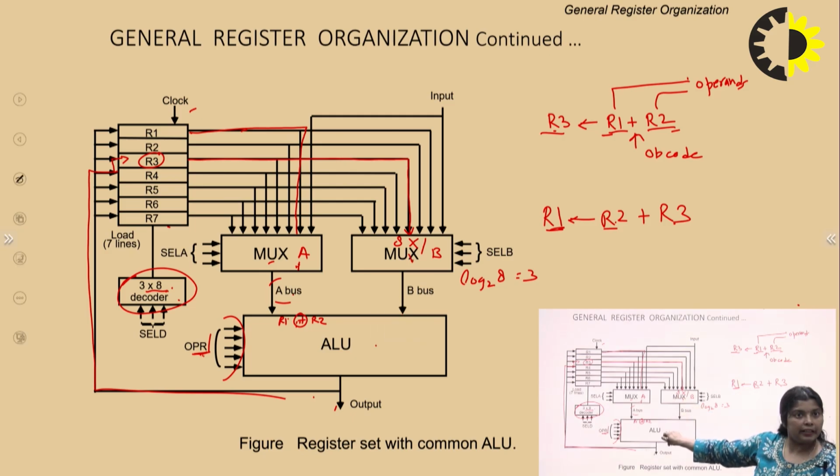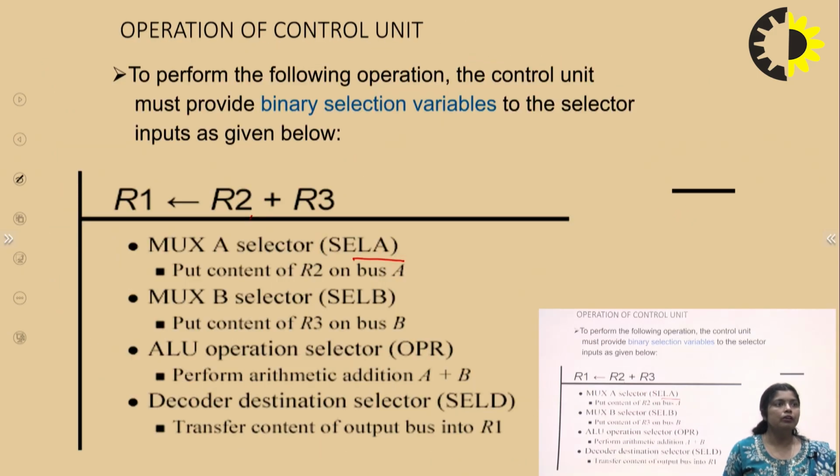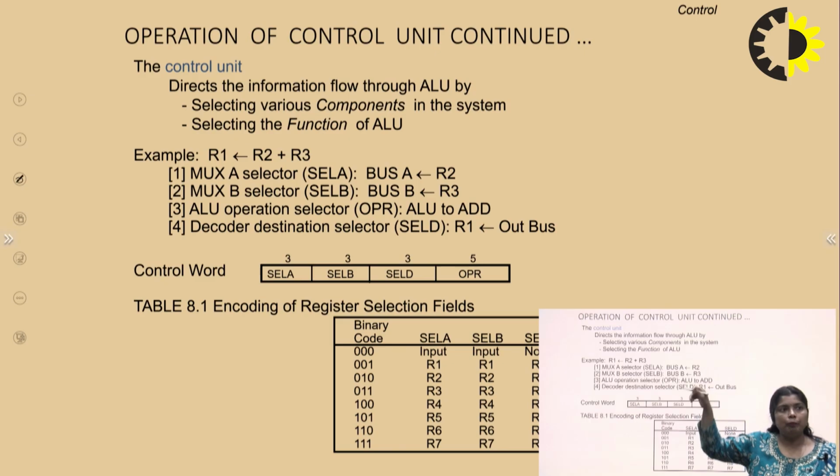The result will be stored here in the accumulator or a register, whatever manipulation is going on. So the control unit provides the binary selection variables to select the inputs as selectors, for R1 = R2 + R3. We can see that the first multiplexer selects with select A and the second multiplexer with select B, the ALU operation is OPR, and the decoder is the destination selector, that is select D. Now, how are these operations going to be performed, and what is the control word?